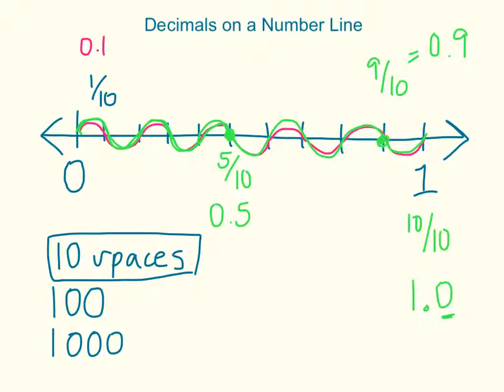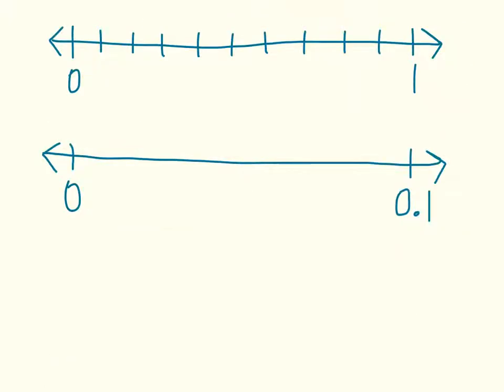So in order to create a decimal number line, I want to use 10 spaces, which is what you'll see most of the time, or I can use 100 spaces, or I can use 1,000 spaces. It is not often that you will see a number line with 100 or 1,000 spaces. However, if I look at my number line from 0 to 1, we know that each of the tick marks in between count as tenths.